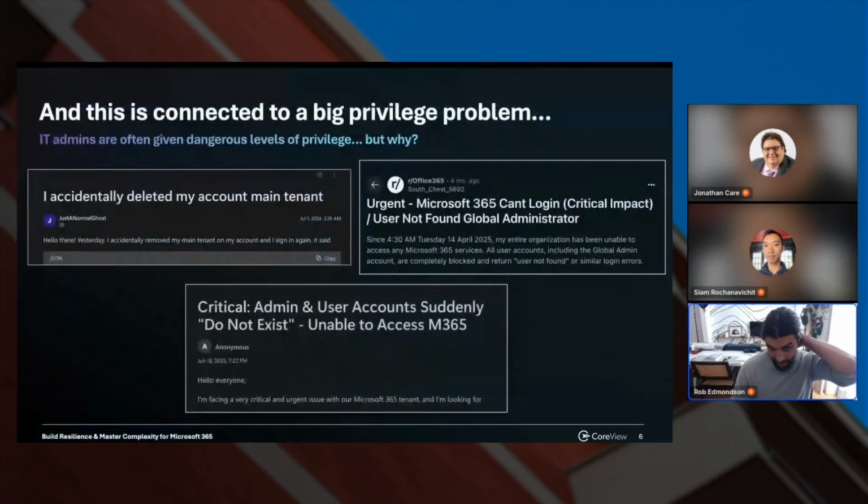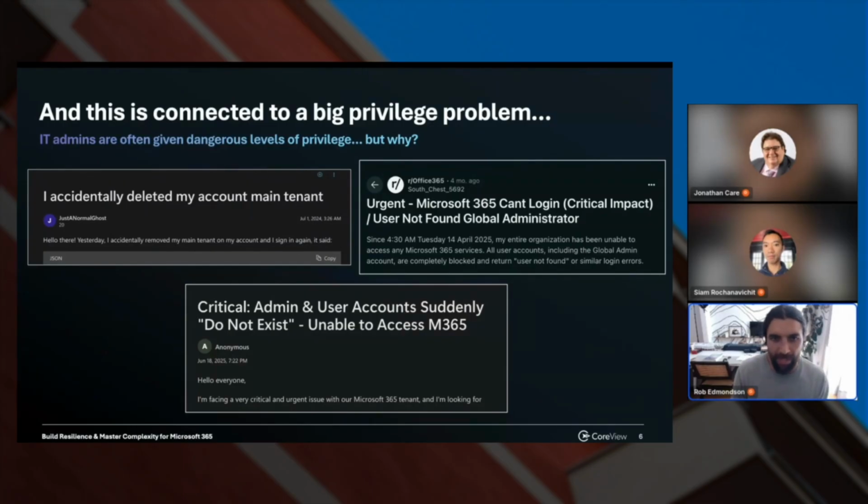As you can see here, just by doing a quick online search, you can see people are constantly facing disasters, and it's not always about cyber criminals. Often it's internal mistakes that are being made by administrators that simply had too much power. They've accidentally deleted something critical, they've accidentally removed something they shouldn't have removed, and suddenly the business isn't working. And this connects us to the final point, which is that this is not just about configurations, this is all connected to a privilege problem.